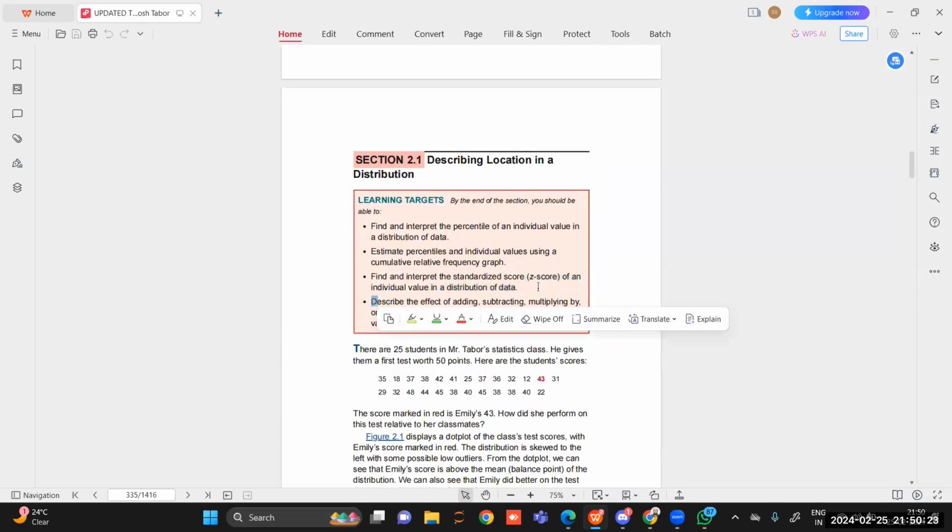Describing the effect of adding, subtracting, multiplying, or dividing by a constant on the shape, center, and variability of the distribution. If we are multiplying some constant to the data, to the table, we can see the variability in our graph. So these are the four topics that we are going to study.